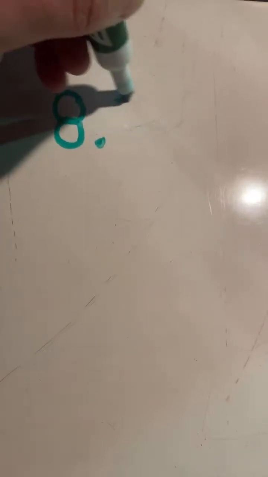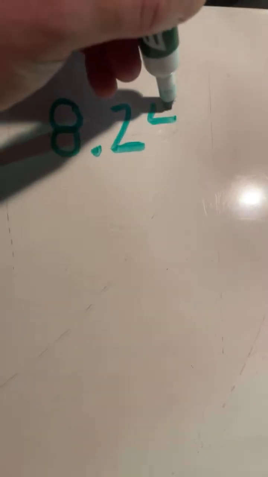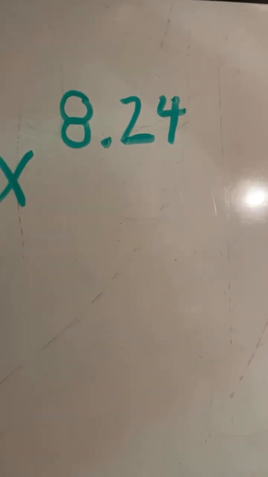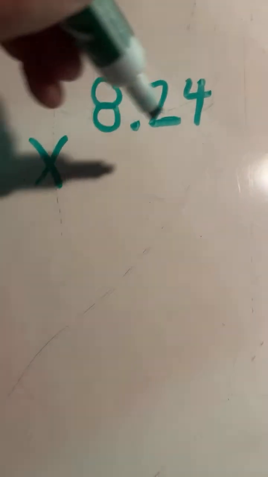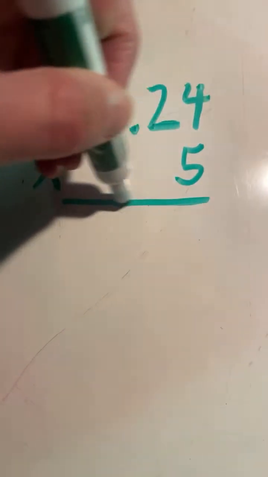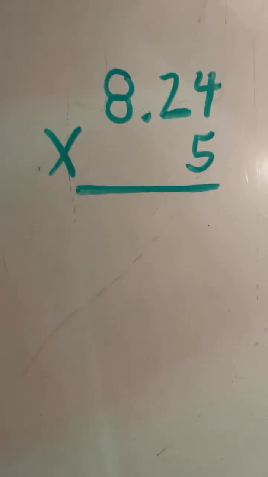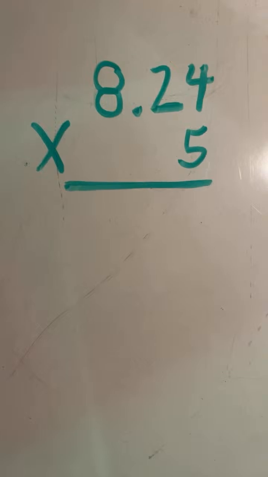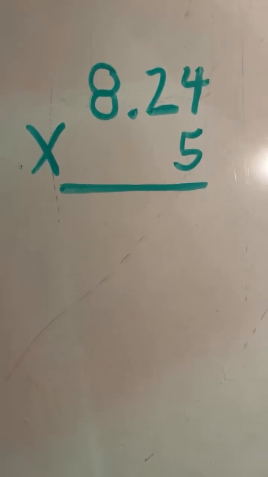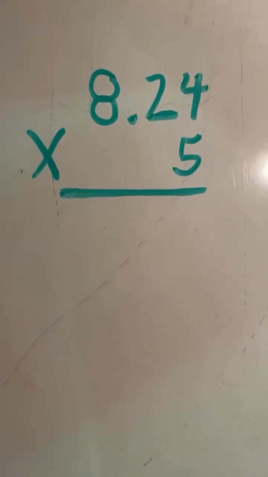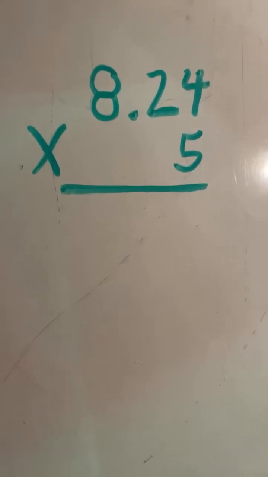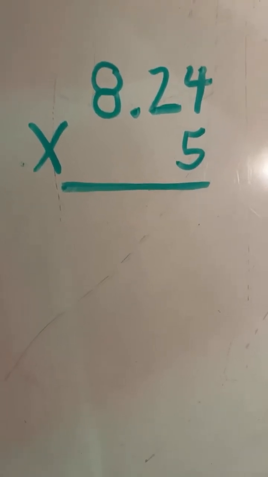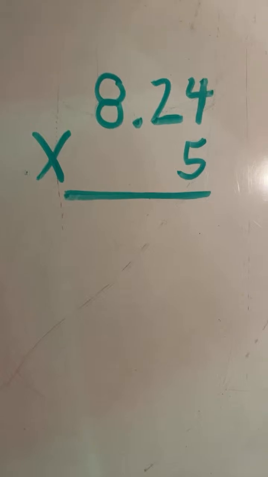All right, next example. I'm actually going to end it with a problem that has decimals. 8 and 24 hundredths times 5. Now the decimal a lot of times throws people off, but my recommendation, multiply this as if it were a whole number. Pretend you're dealing with the ones, tens, and hundreds place, and then at the very end, move the decimal point over.